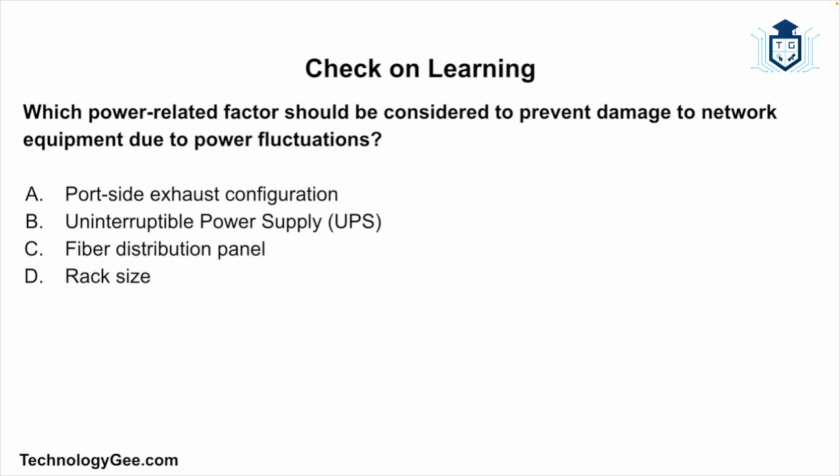Next question, which power-related factors should be considered to prevent damage to network equipment due to power fluctuations? Would this be port side exhaust configuration? Would this be an uninterruptible power supply? Would this be a fiber distribution panel? Or would this be the rack size?